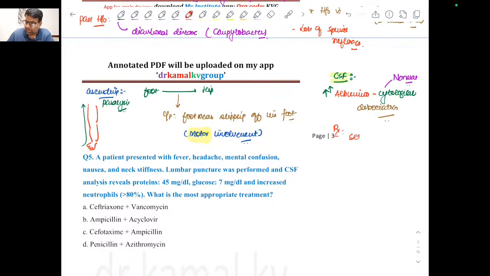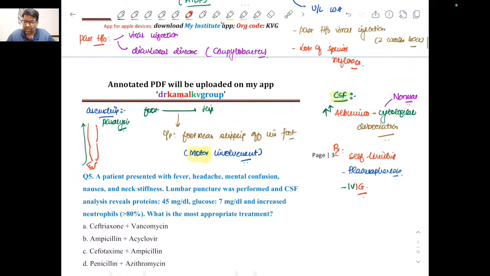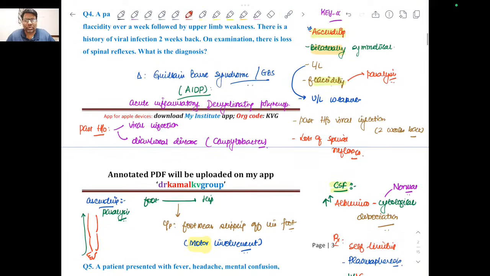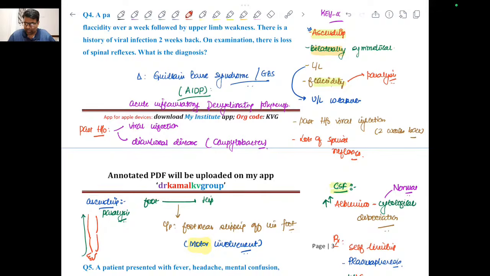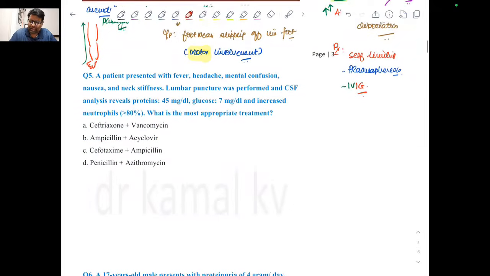So self-limiting, prognosis is good, recovery occurs. What we can do? We can do plasma pheresis, okay, or we can give IV immunoglobulin, IVIG. So this is in short, and this is enough for Guillain-Barré syndrome. Very easy to identify. Please don't do any sort of mistake in this particular topic. Okay, then moving forward to next question.